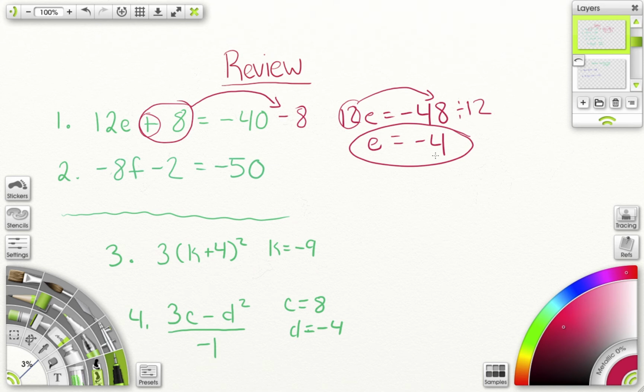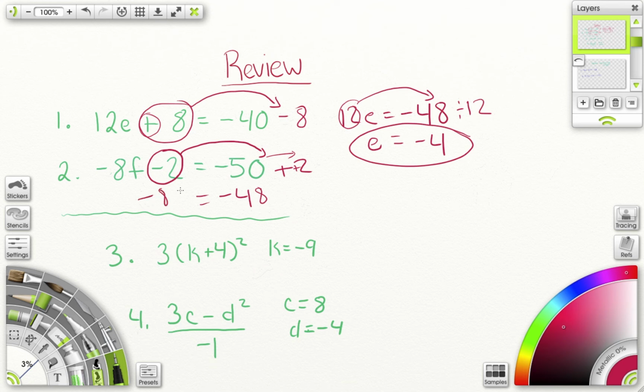All right. Now here we have negative 8f minus 2 equals negative 50. First step is we have to try to isolate. So easiest one to do is that negative 2, because it's not attached to anything. So it becomes plus 2. So negative 50 plus 2 equals negative 48, because remember, it's a positive 2, so it goes to the right, so that number decreases, or actually increases, I should say, in value. So now I have negative 48.